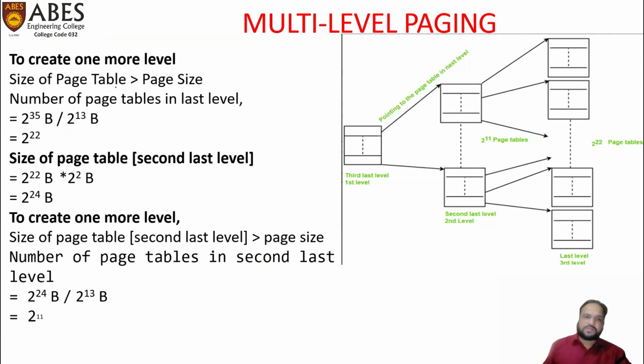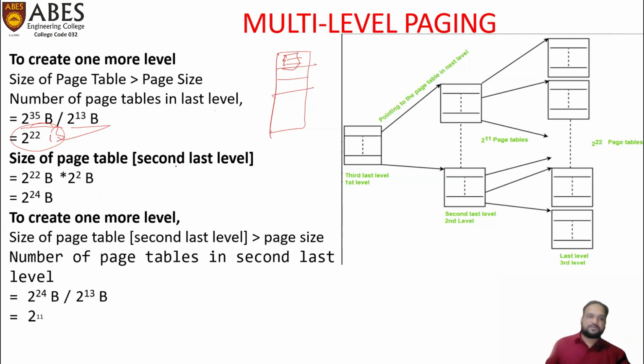Now, the size of the page table is greater than the page size, as we can see. So we require one more level, which means we have to create a page inside the page at one level for now. The size of the page table is greater than the page size. So the number of page tables at the last level would be 2^35 bytes that we calculated divided by 2^13 bytes. Finally, that is 2^22 bytes.